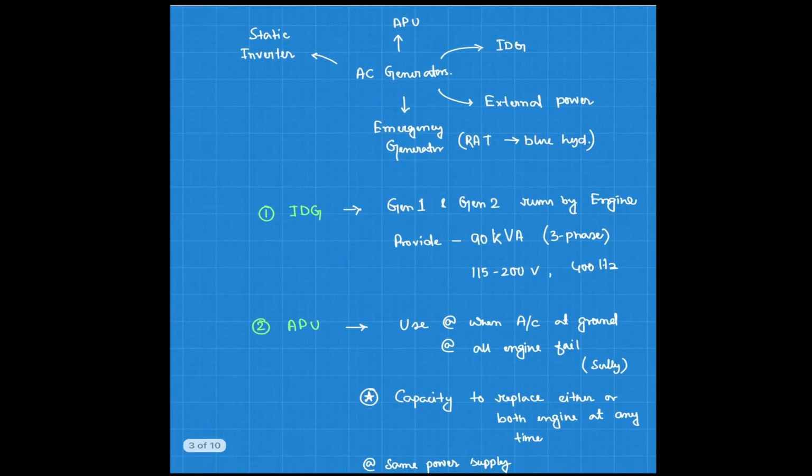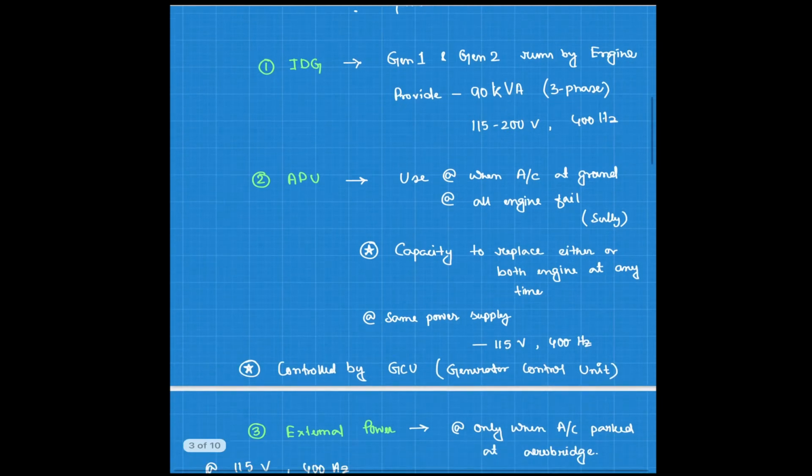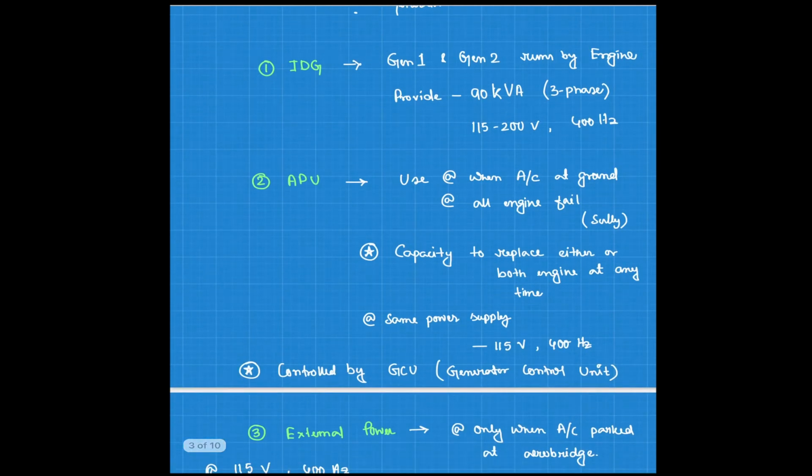I have briefly discussed those things in the picture, so now we'll just discuss generally. There are AC generators: the IDG, external power, emergency generator, APU, and static inverter. What is the IDG? I told you earlier, it is the integrated drive generator. Generator 1 and generator 2 are run by the engines and provide 90 kVA, 115 to 200 volts at 400 hertz. This is a three-phase generator that supplies power to the aircraft.